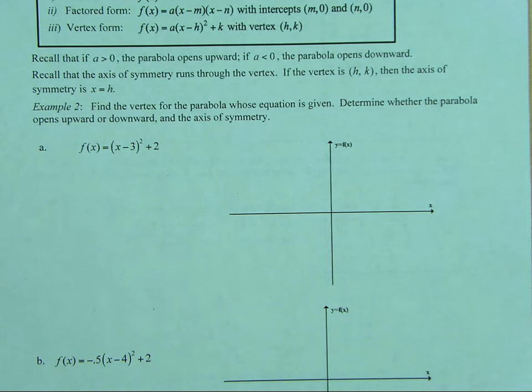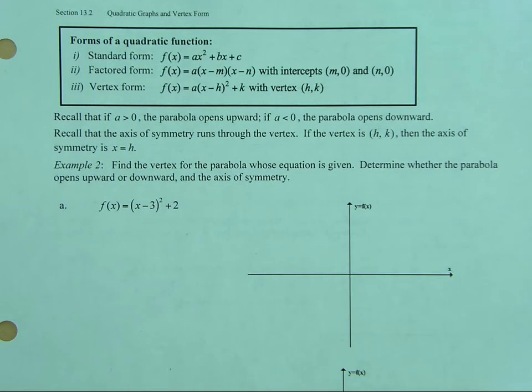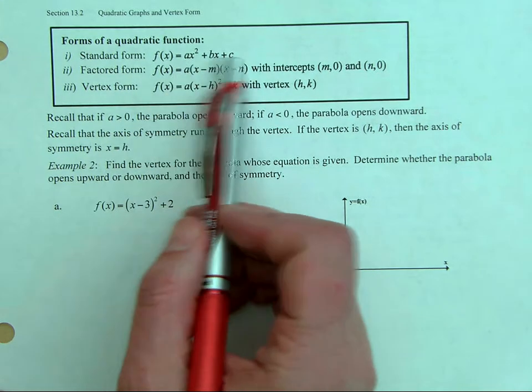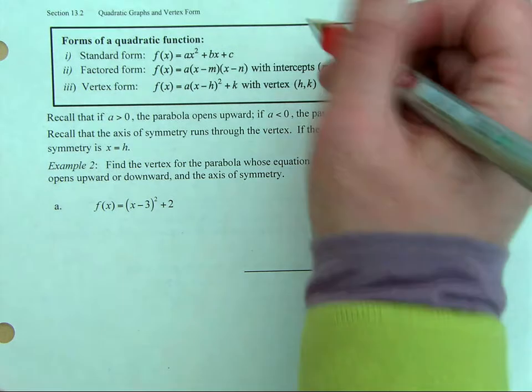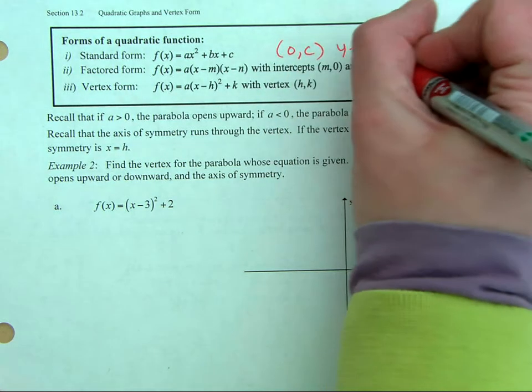All right, hopefully you had a little bit of time to look at these next two problems, but these are the three forms of a quadratic that we were just talking about. We weren't talking to them, we were talking about them. So the standard form right here will give you the y-intercept, (0, c) is the y-intercept.